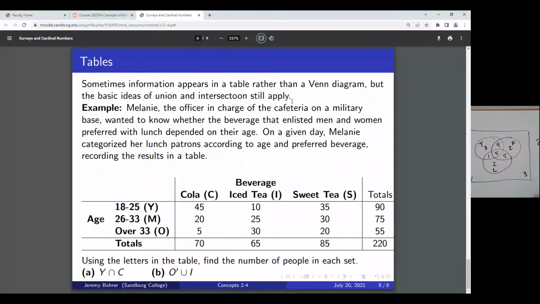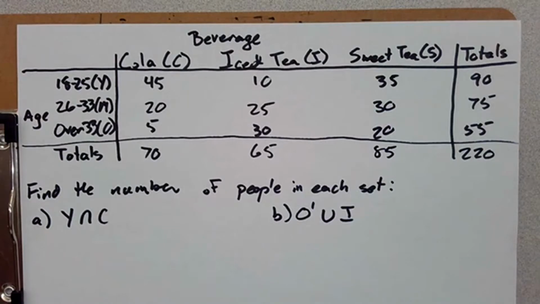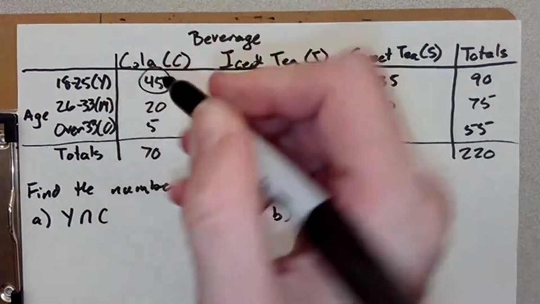On the last page here, we are given a table, which I've duplicated on my page, and we want to find the number of people in each set. So we're looking at Y intersect C. That's the number of young people who drink cola. That's right there, 45.